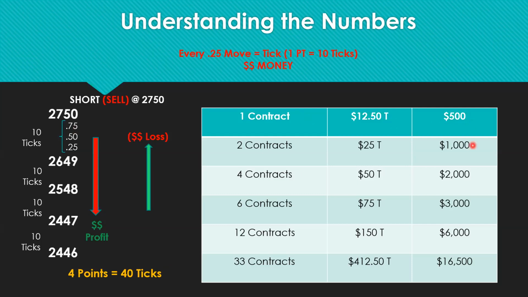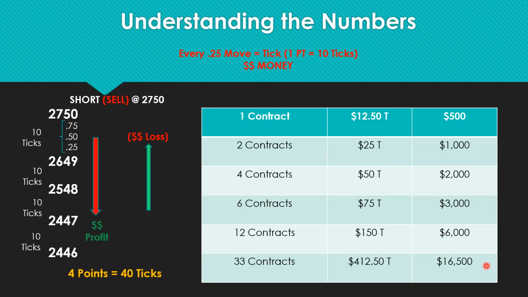If you're trading 2 contracts, you'll make $1,000. If you're trading 4 contracts at a time, you can make $2,000 off of a 4-point move, y'all. 6 contracts, $3,000. 12 contracts, $6,000. 33 contracts, you can make $16,500 after 4 points.